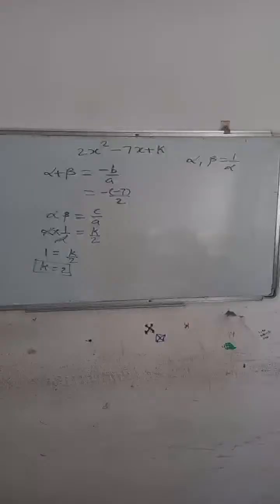Now write down the next question. If alpha, beta are the zeros of the polynomial p of x, p of x equal to 5x square plus 5x plus 1.